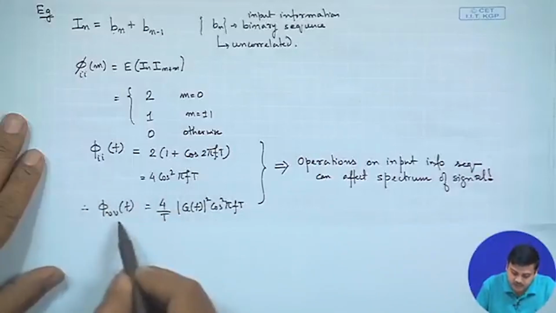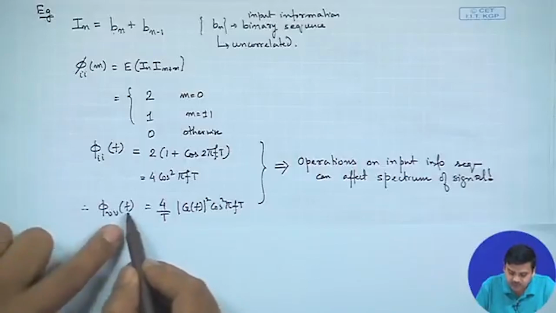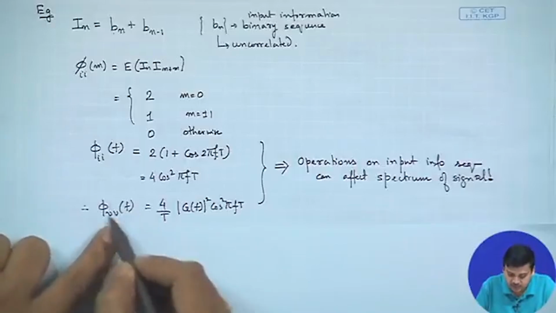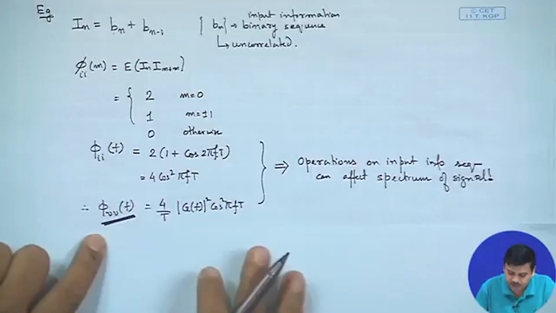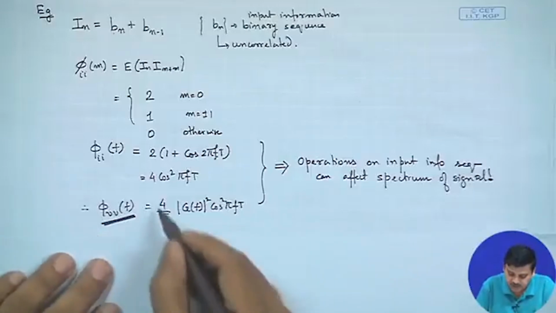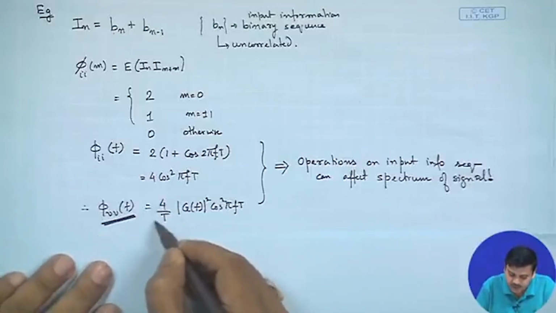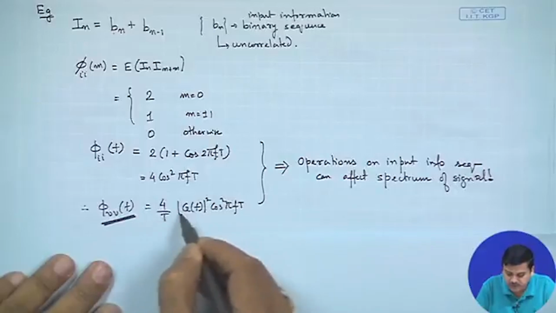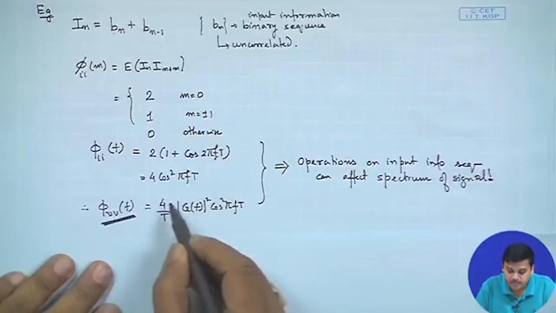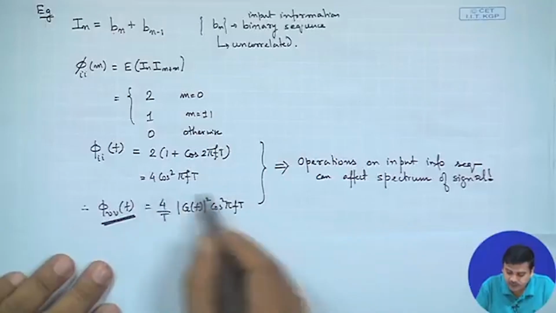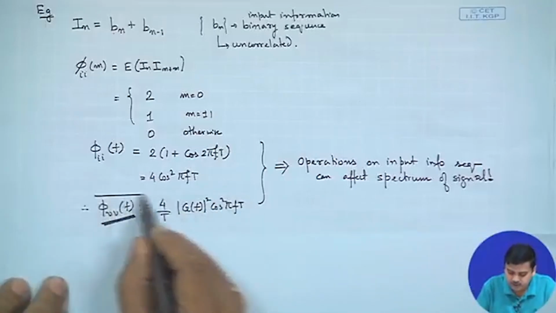And then of course, you could have phi v v of f, which is the power spectral density of the low pass equivalent signal, as 4 upon T times mod G f squared, times cos squared pi f T. This T comes from the original reference where you had mod G f squared upon T, and this 4 comes from here.